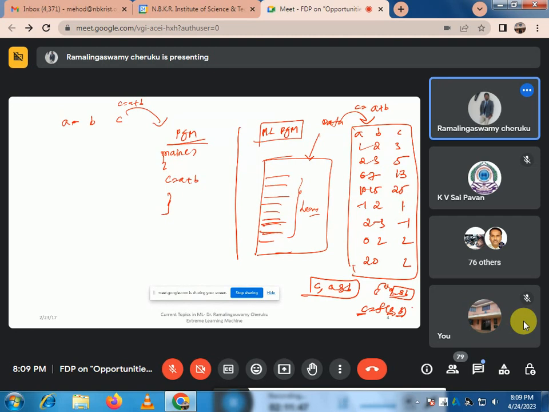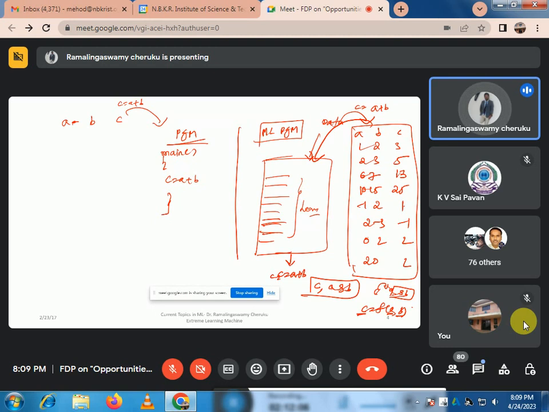But how does the computer program do it? When I give this data to this program, the program should output C is equal to A plus B. I don't know what is happening inside. Now you can clearly distinguish what is an ML program, what is a normal program.